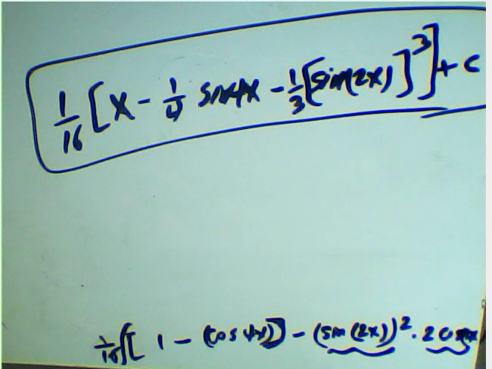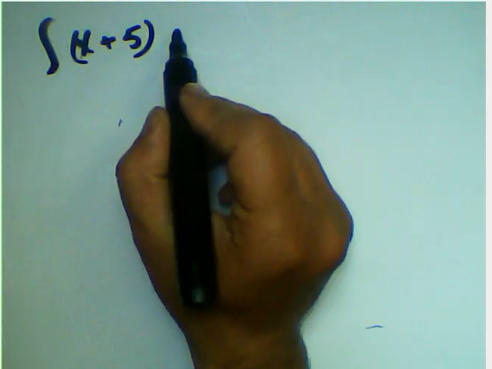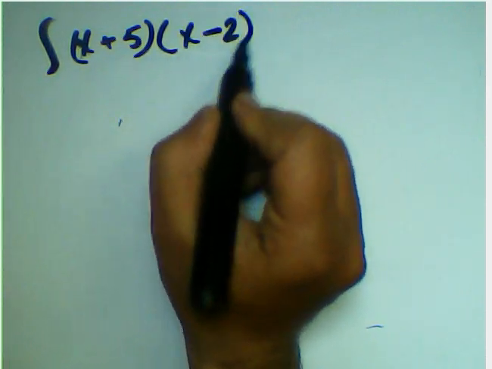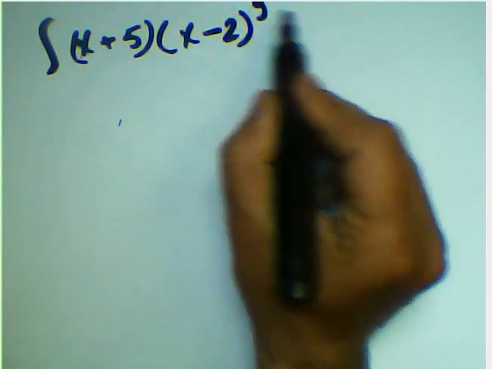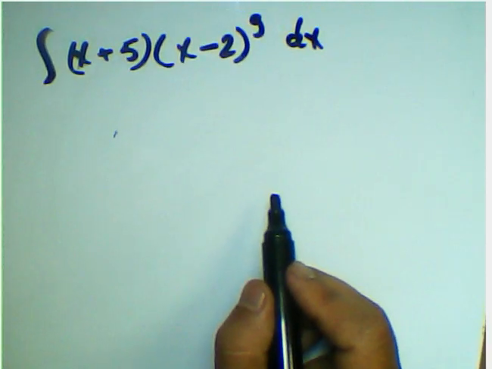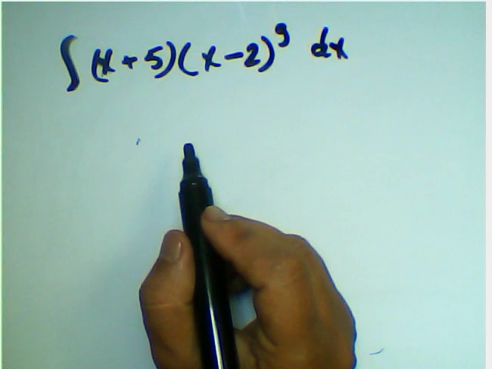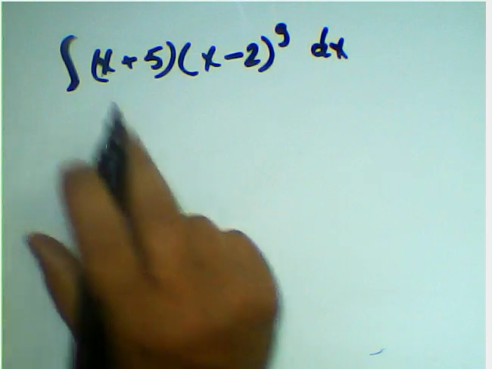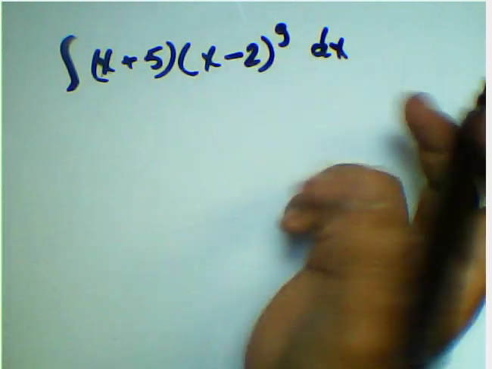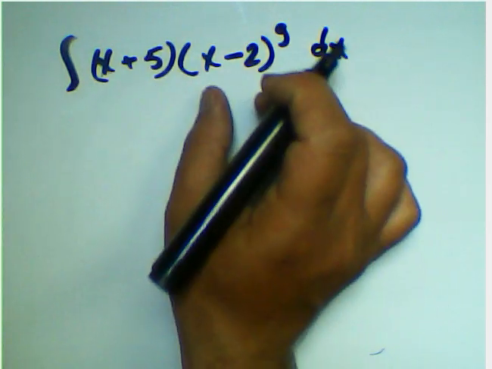Okay, integration of x plus 5 multiplication by x minus 2 all power 9 dx. First, we must think about this function x plus 5 multiplication by this function. We can't find the result directly because the derivative of this function is 1.